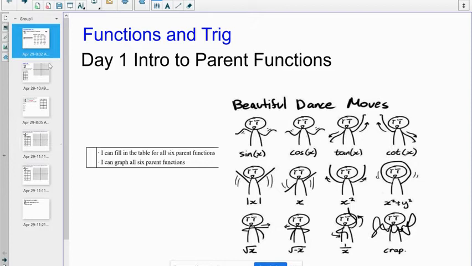I know you've seen some of these functions. Some of these might be new to you, but all in all, we're gonna make sure that you guys have a better understanding after today. So the goal of today is that we're going to be able to fill in the tables for all 6 parent functions. There's going to be 6 that you guys are going to be referring back to this whole unit. And then you're going to be able to graph all 6 parent functions.